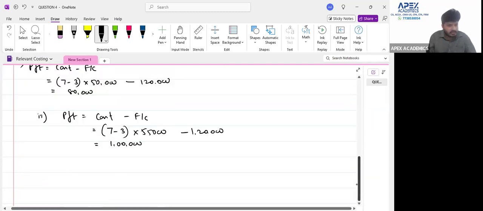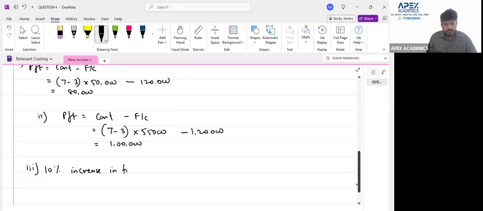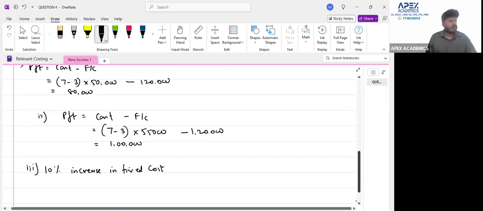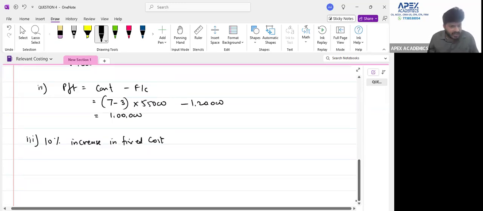Third scenario. What was the second scenario? Increase in sales and output. What is the third scenario? 10% increase in the fixed cost. Now, what was your existing fixed cost? 1,20,000. Now, this will increase by 10%. So, this will become how much?